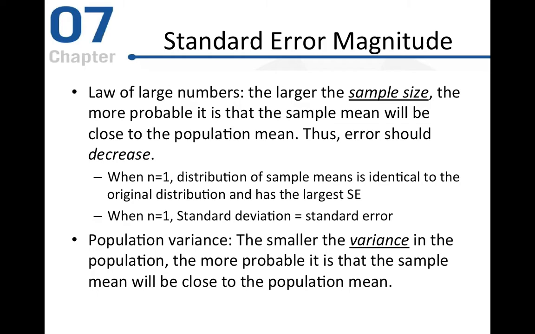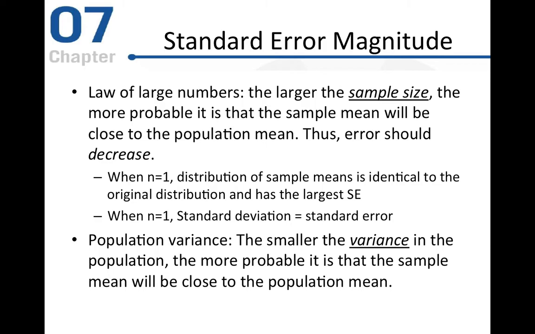If you don't have as much of a widespread distribution and everything's pretty much really tight, close to the mean, then your standard error, your standard deviation of the sampling means, will be small. And so that's the role that population variance plays. So as sample size increases, standard error decreases. They have an inverse relationship. You need to remember that.